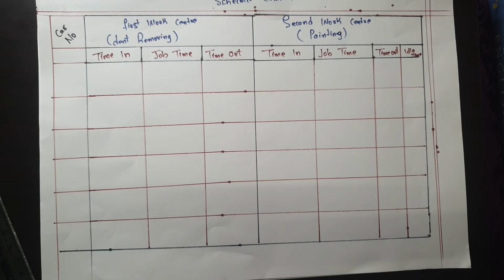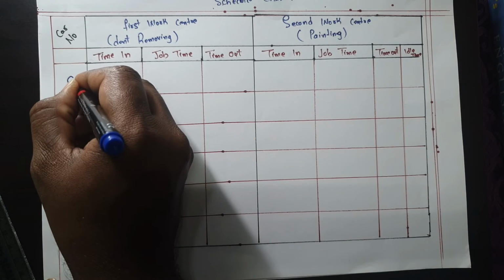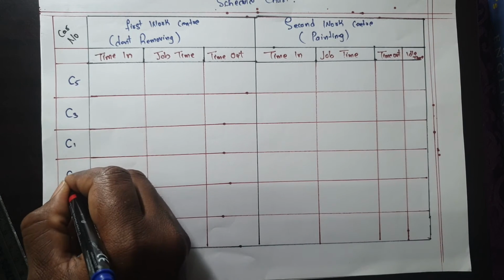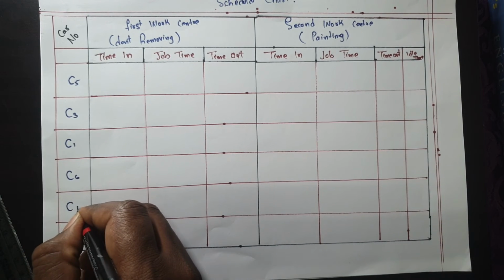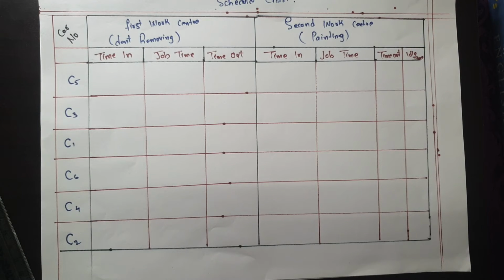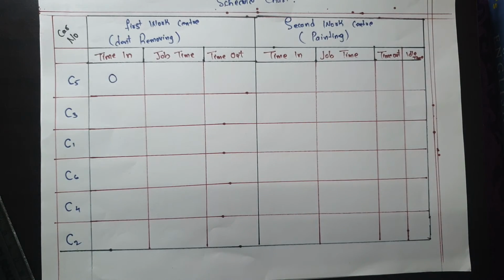So, first I got C5, then I got C3, then I got C1, then I got C6, then I got C4, then I got C2. This one is known as the sequencing. This is the sequencing which I got. After that, the starting time for every problem, you have to start with 0.